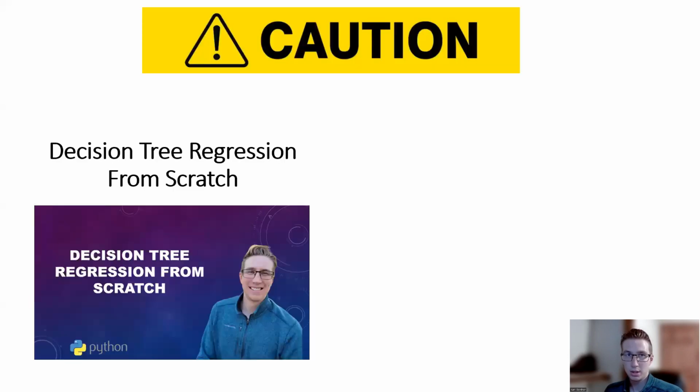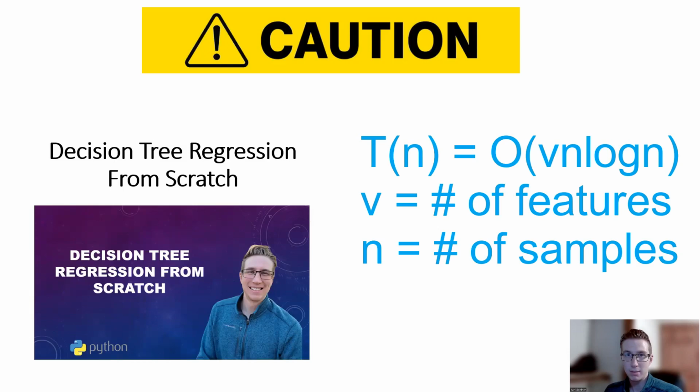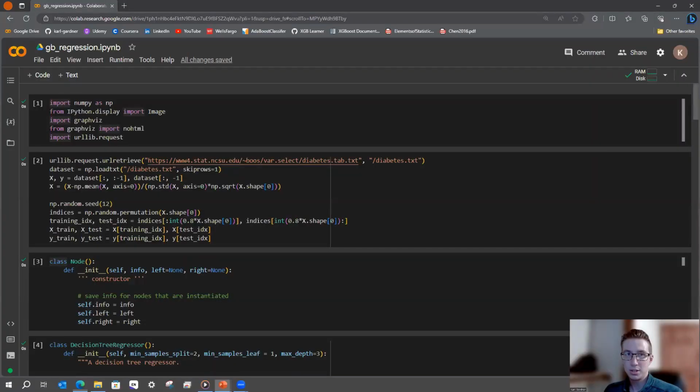Note, this tech talk assumes you have seen decision tree regression from scratch, where I show you how to implement regression trees with a running time of O(V · N · log N), where V is the number of features and N is the number of samples in the dataset. This allows us to have a fast implementation of gradient boost regression in Python since it uses many of these regression trees. Let's get started.